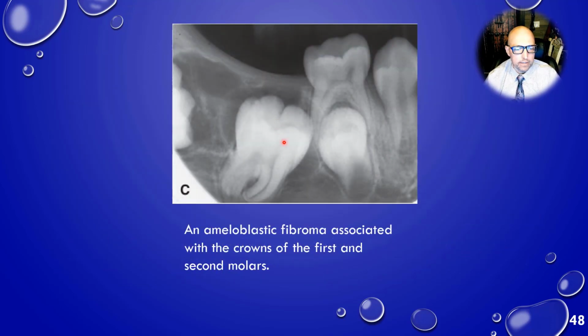All right, first and second molars. This I would just describe as a hyperplastic dental follicle, but you could suspect maybe a dentigerous cyst, or the other thing on your differential is going to be ameloblastic fibroma.